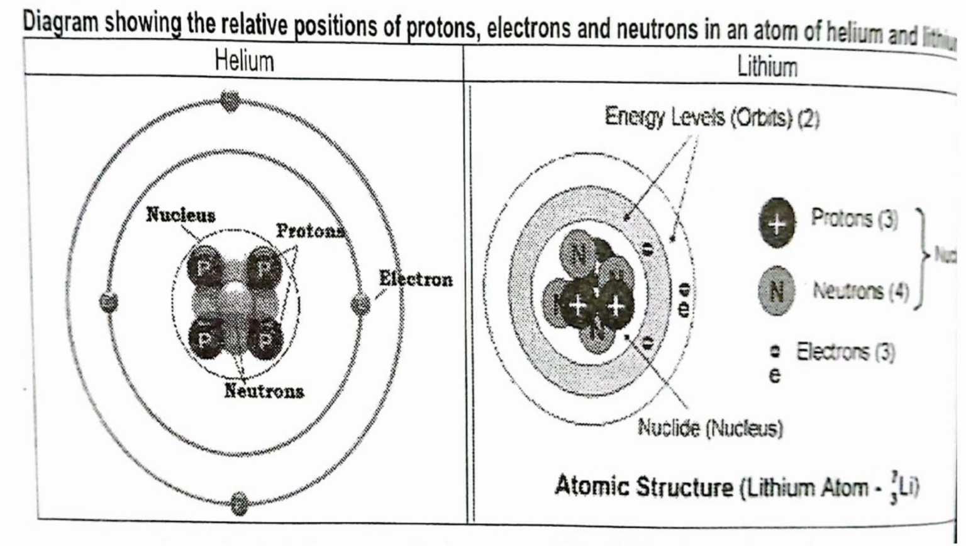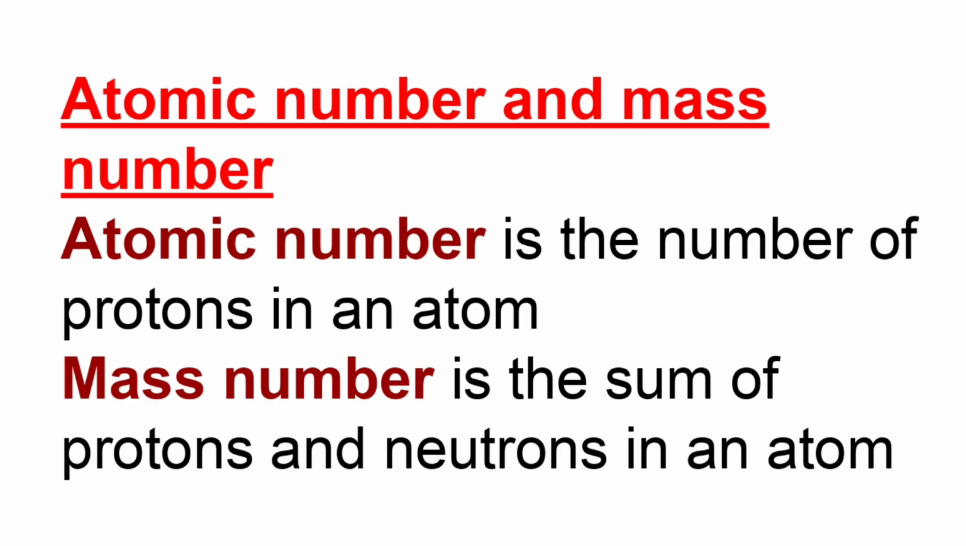So we can write the atomic structure of lithium as 7 lithium 3. What does that mean? The 7 represents the mass number, which is the sum of protons and neutrons. The 3 represents the atomic number, which is the number of protons in the nucleus of lithium. In an atom, the number of protons equals the number of electrons, and that is why an atom is electrically neutral.